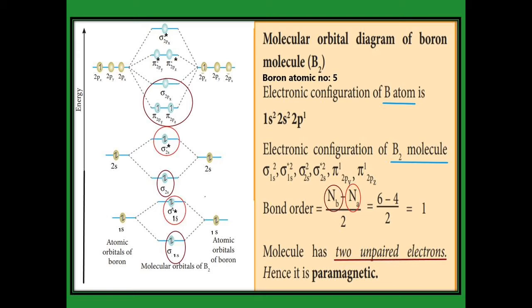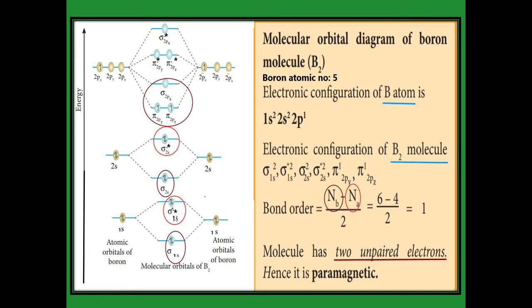It comes from the 1s of the 2 atomic orbitals. In the same way, sigma star 1s also contains 2 electrons, from the 1s of the 2 boron atoms. The next one, the 2s orbital, contains 2 electrons. The 2s orbitals combine with each other to form the molecular orbitals sigma 2s and sigma star 2s, which also get 2 electrons each from the 2s orbital of the boron atom.